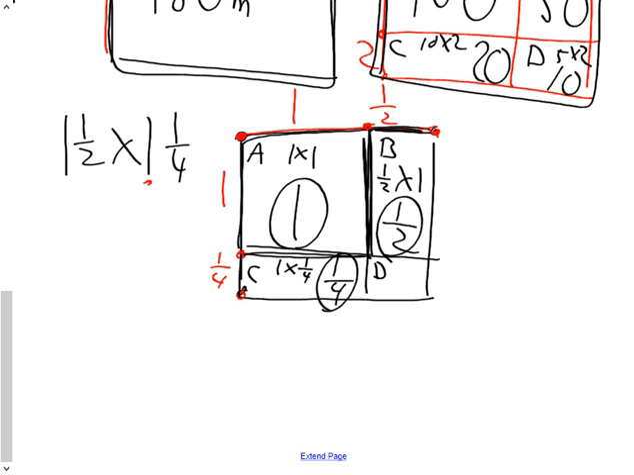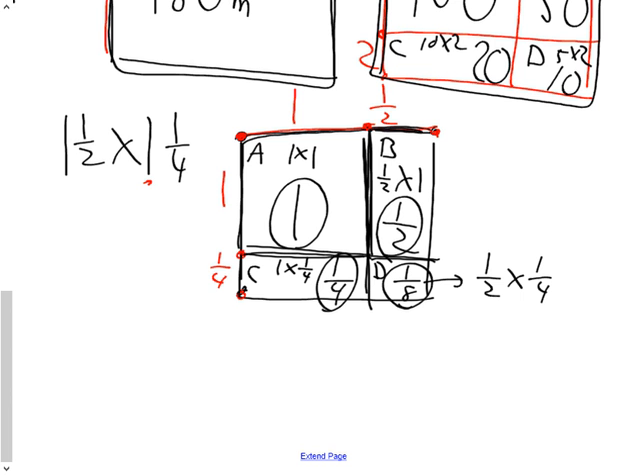And the last one's kind of our hardest one. The length is 1/2. The width is 1/4. I'll write it over here. 1/2 times 1/4. This comes from section 6.3. Does anyone remember how we do that? What's the rule for that? Multiply your numerators, multiply your denominators. So what would our area be for D? 1/8.